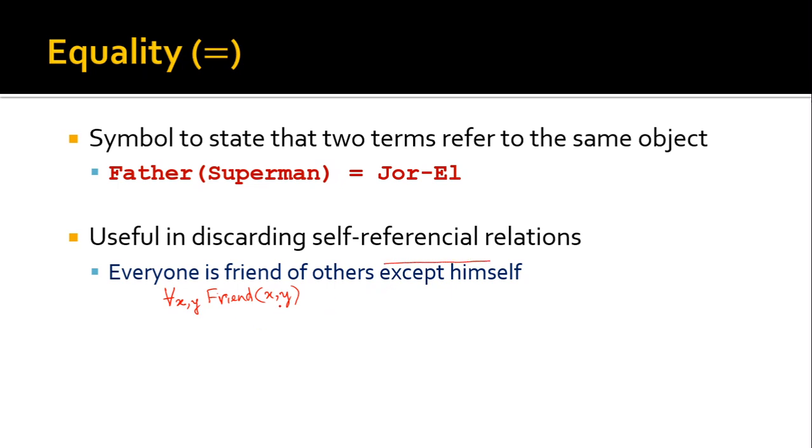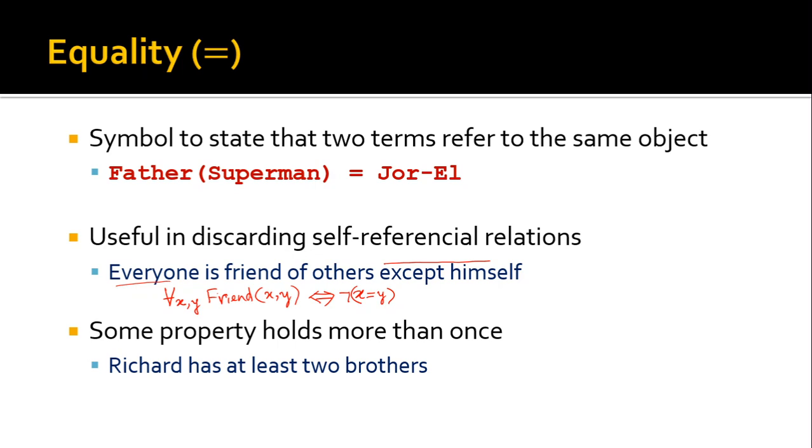Now when this himself will come into the picture, if x and y are the same, you want to have x equal to y to be false, right? We are putting a negation before that. So if you have a friendship relation between x and y, that will imply that x is not equal to y, and also vice versa, right? So if x is not equal to y, then they are friends to each other, because we are saying that everyone is a friend of others, right?